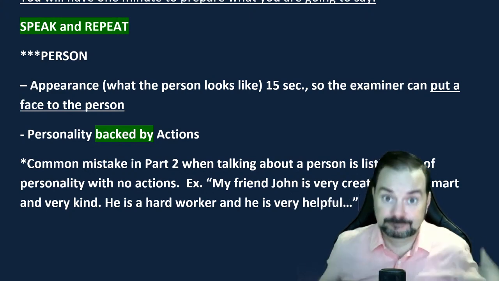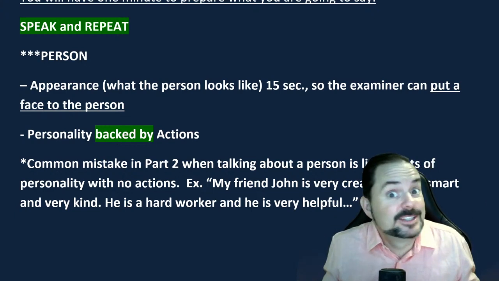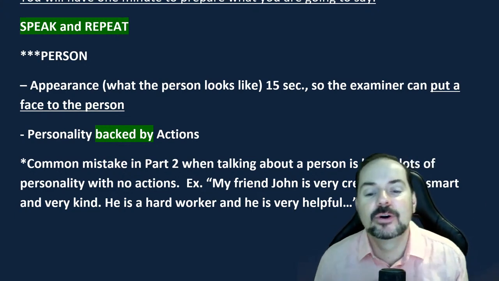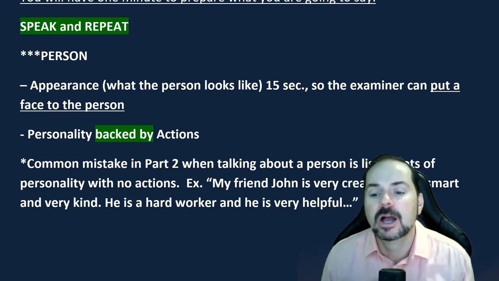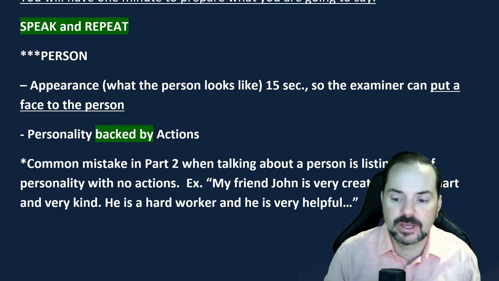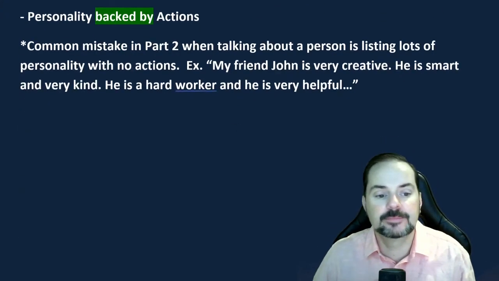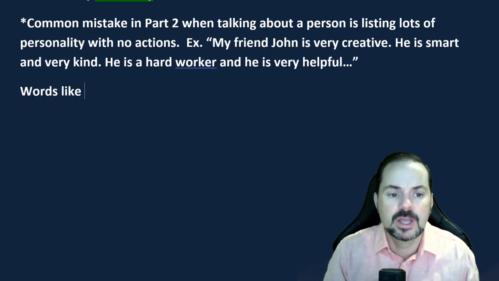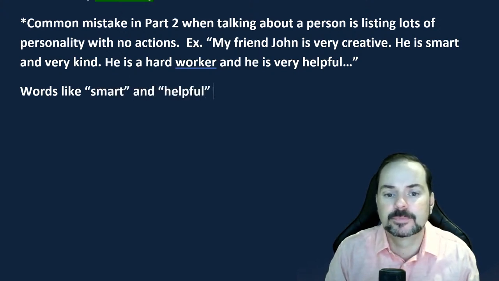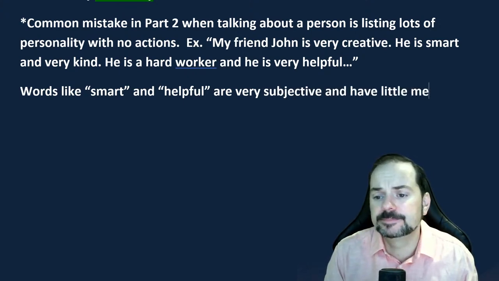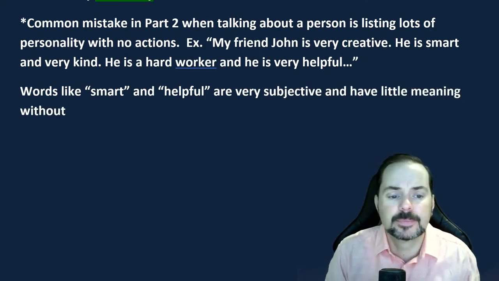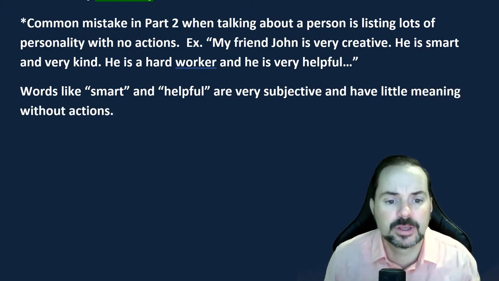Okay. What does that mean? Okay. So, yeah, okay, he's smart, he's kind, he's a hard worker, he's very helpful. These words are very subjective. Okay, so remember this, all right? Words like smart and helpful, okay, these qualifying words are very subjective and have little meaning without actions, okay?